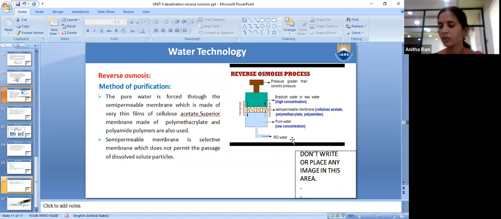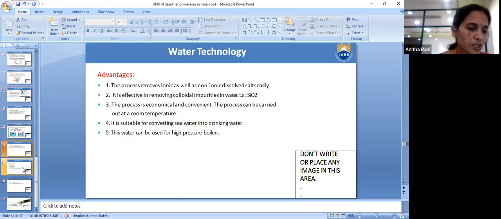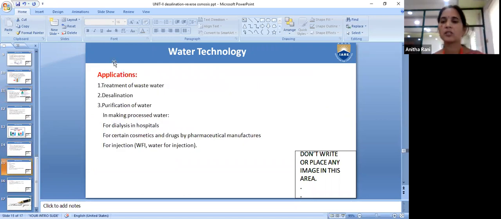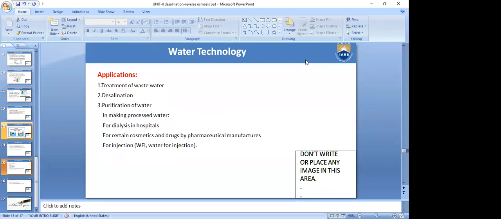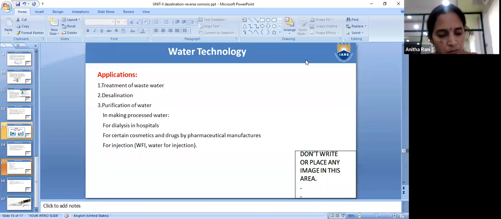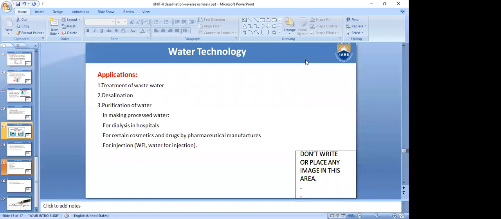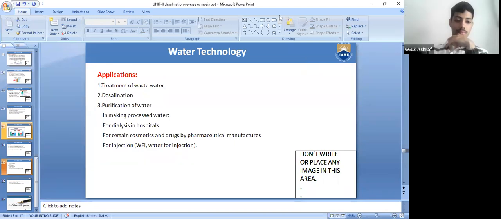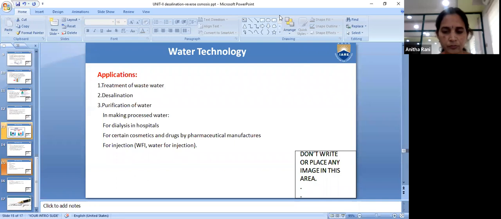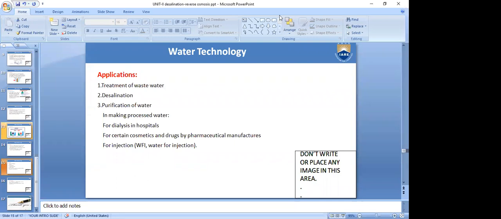So students, this method will continue in the next class, because applications and advantages are there. Shall I stop the class? Yes, ma'am. So we'll continue reverse osmosis in the next class.